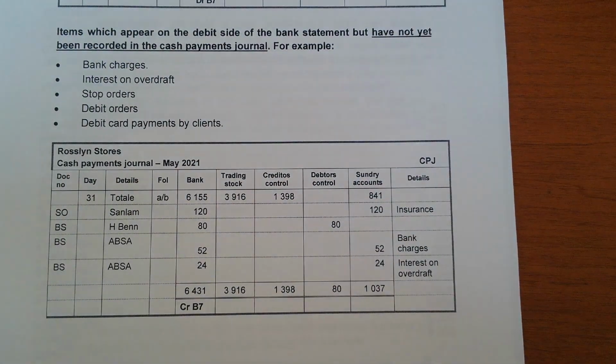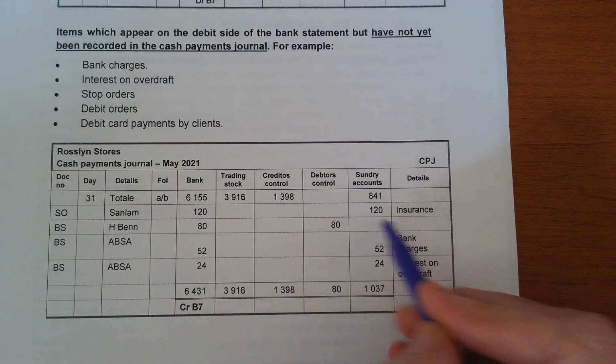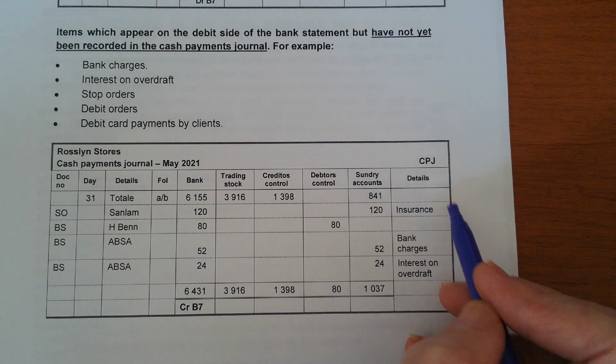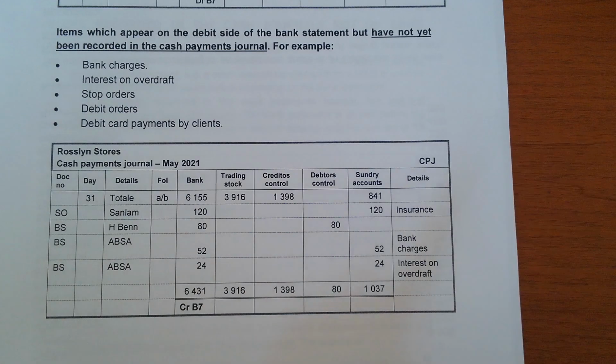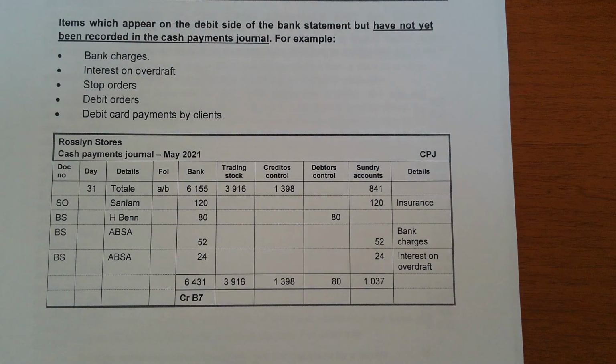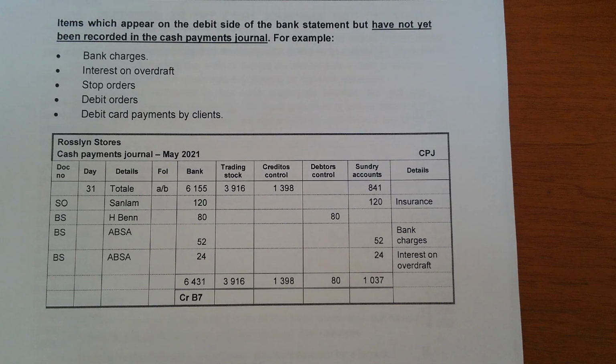Stop orders is that I signed at the bank that on my behalf they will pay my insurance every month, so I will show that that money is taken out of the bank. This amount will stay the same from one month to the next month. A debit order is that I signed, for instance, at the city council to pay my electricity. They send the account to the bank and the bank will pay it on behalf of me. Then I will also record it in the cash payments journal.